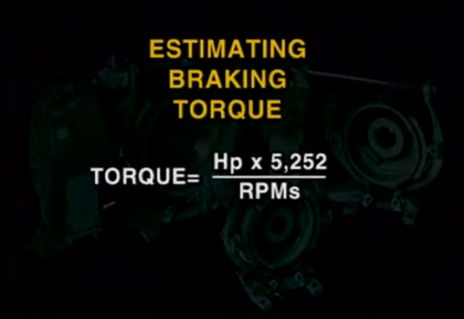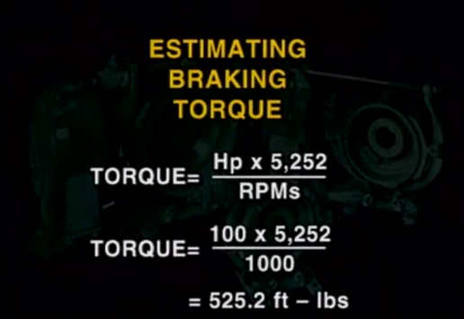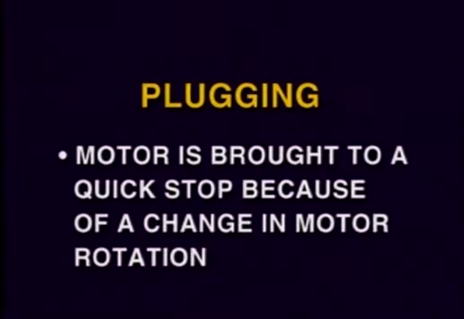To obtain this value, you can use the equation of torque equal to the horsepower of the motor times the constant 5,252 divided by the speed in RPMs at which the motor is operating. The value of the torque will be in foot-pounds, and the brake's torque should be equal to or greater than this value. For example, a 100 horsepower motor running at 1,000 RPMs will need a brake of at least 525.2 foot-pounds.